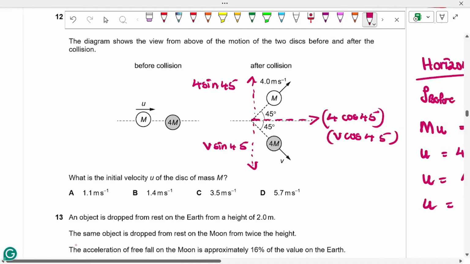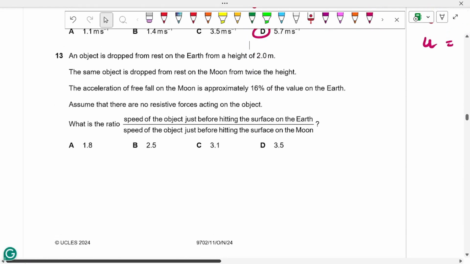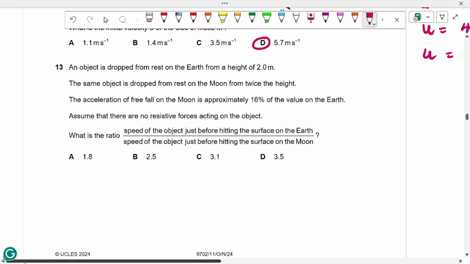And the correct answer for that will be D. Okay. Question 13. Hope that makes sense, right? I hope I'm not too fast. Question 13. We have planet Earth and we have the moon, right?